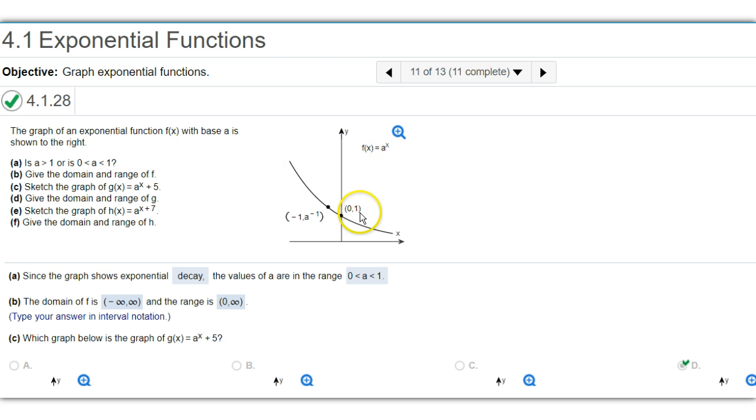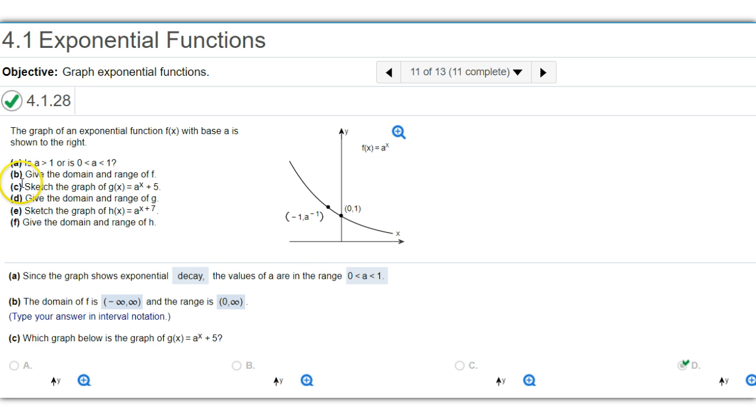So as we look at this for a, what does it show? Well, since it's starting high and going down, it's showing decay, and the values of this then would be less than 1 but greater than 0. These are the fractions. Remember, you can't have it that it's equal to 1 or that it's a 0.